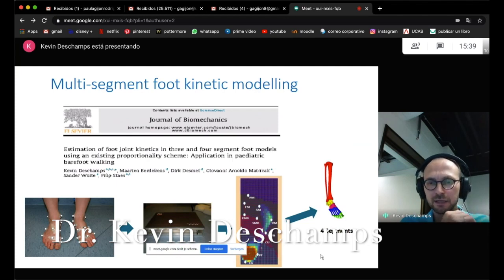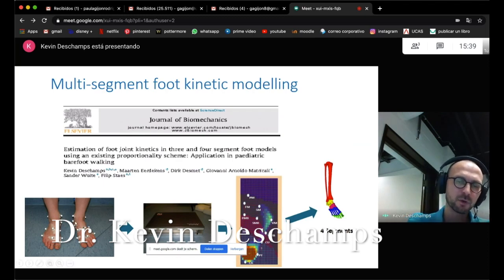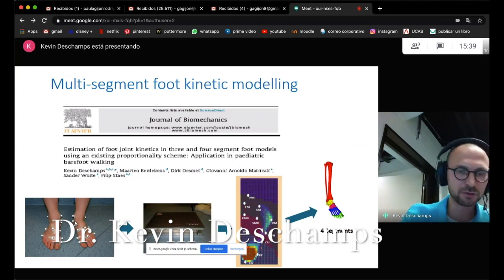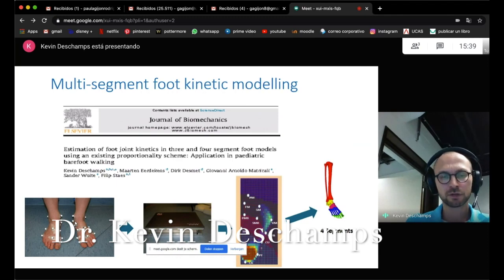The basic approach that is used here is that we start from a multi-segment kinematic foot model, which you can see on your left side here on the left figure, where we will be segmenting the foot, in this case into 4 segments, by placing markers on a specific number of anatomical landmarks. On top of that, we are instrumenting our walkway not only with a force plate, but also with a pressure plate, which is placed on top of the force plate.